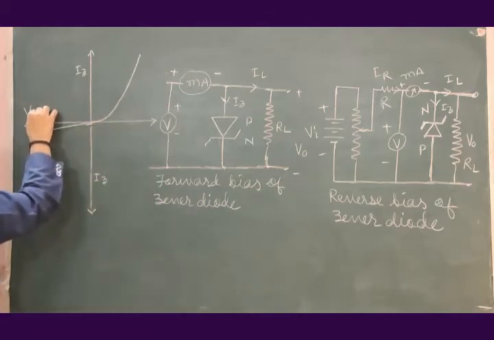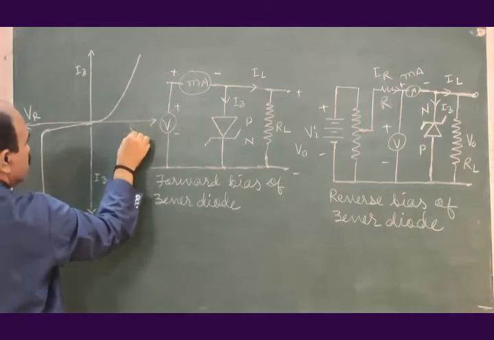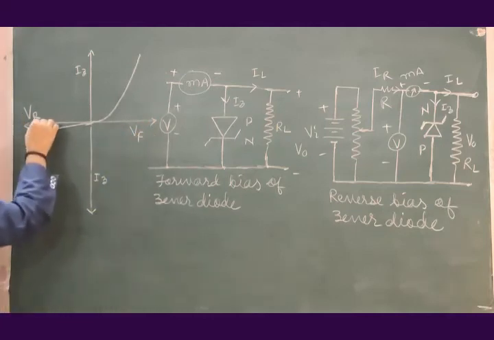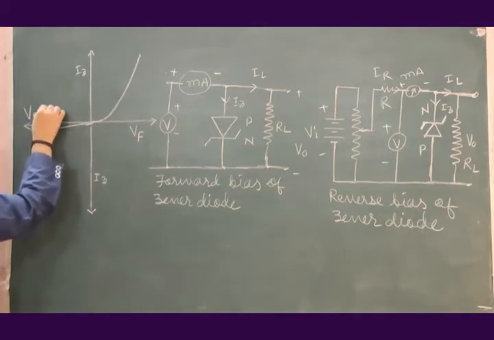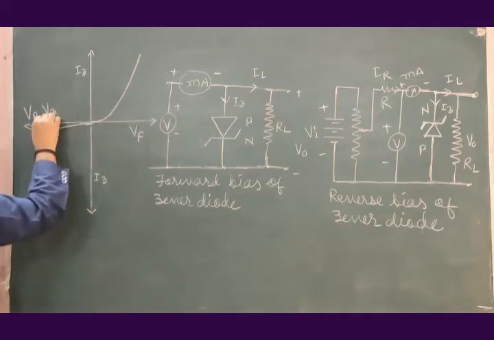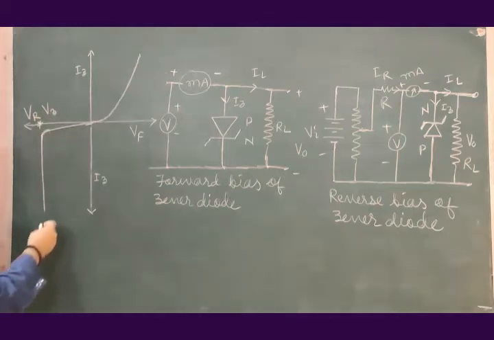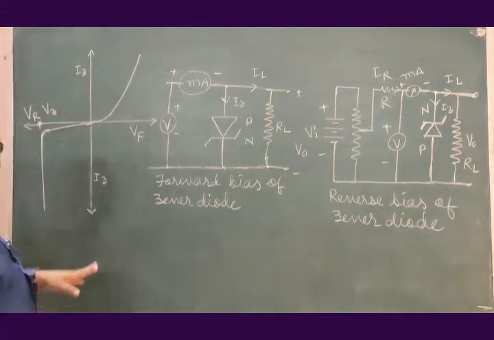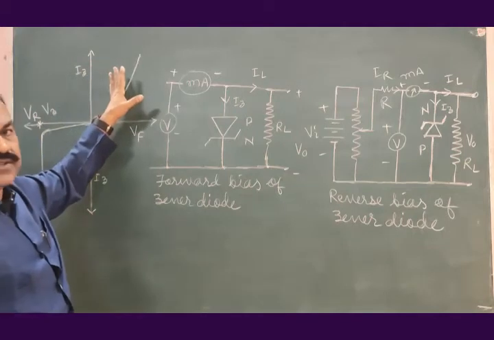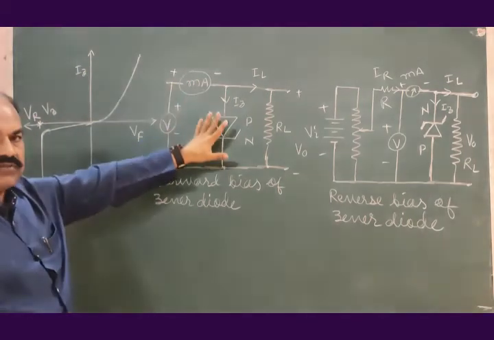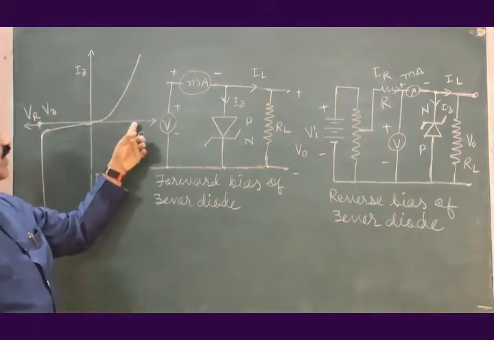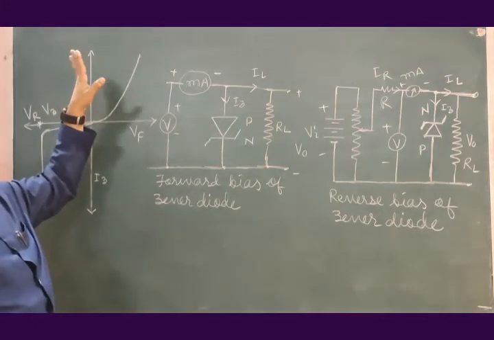This is reverse voltage VR, this is forward voltage. This voltage is known as VZ, the breakdown voltage. This current is IZ, the Zener current. What we find here, if we use the Zener diode in forward bias, this will be its VI characteristics: forward voltage, forward current.